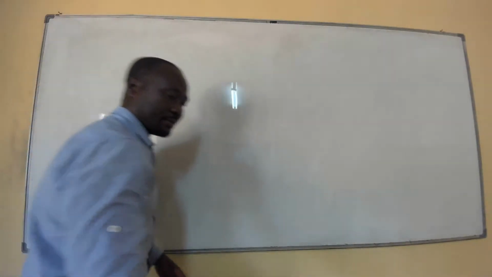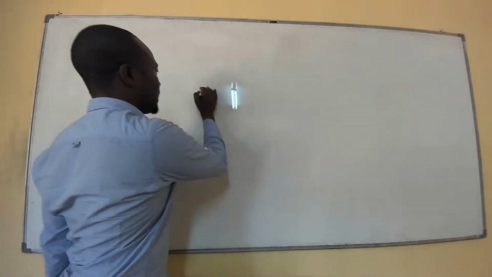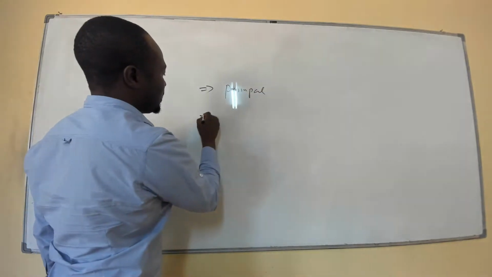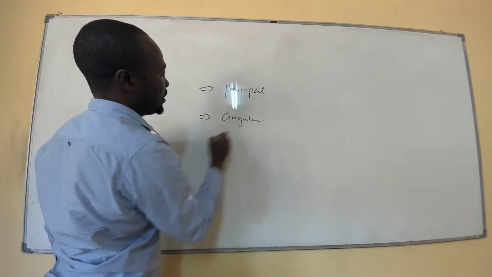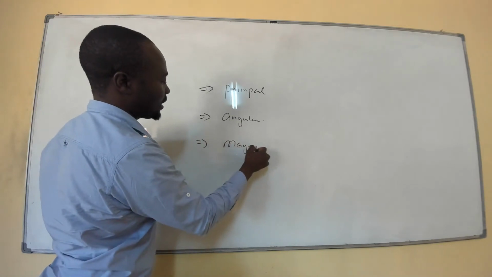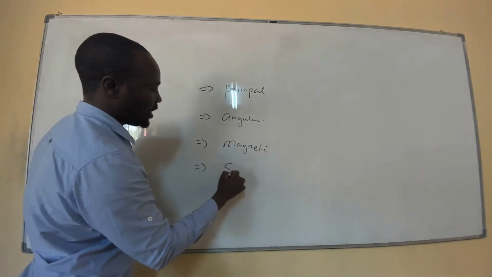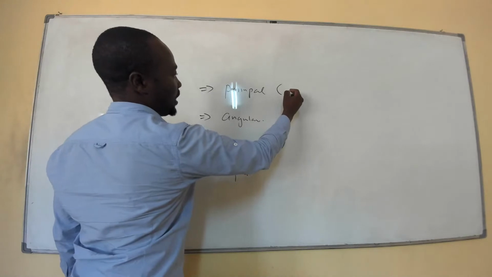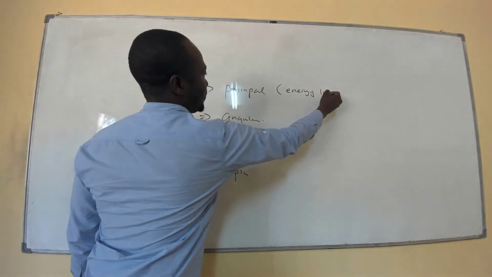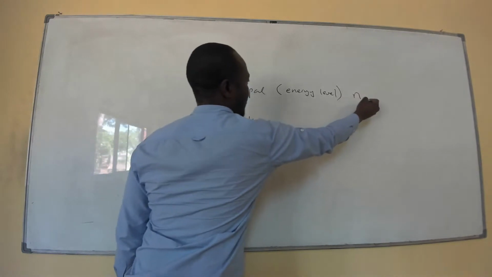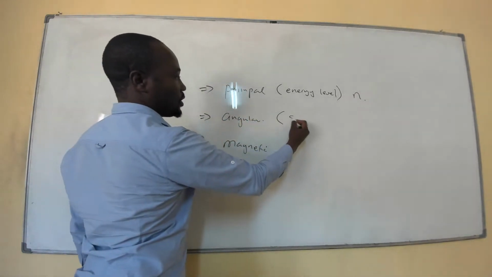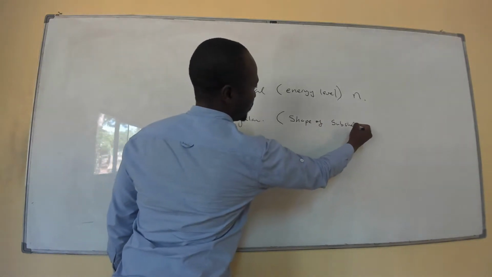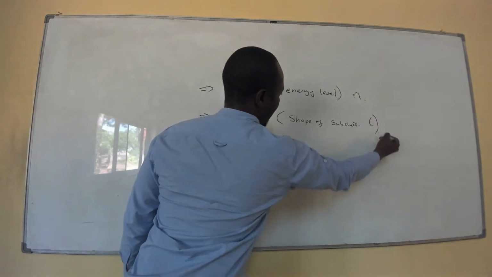So with the quantum numbers, there are actually four. The first one is the principal. The second one is the angular. The third one is the magnetic. And the fourth one is the spin quantum number. The principal quantum number just tells you about the energy level, and it's abbreviated by N. Then the angular tells you the shape of a subshell and it's abbreviated by the letter L.